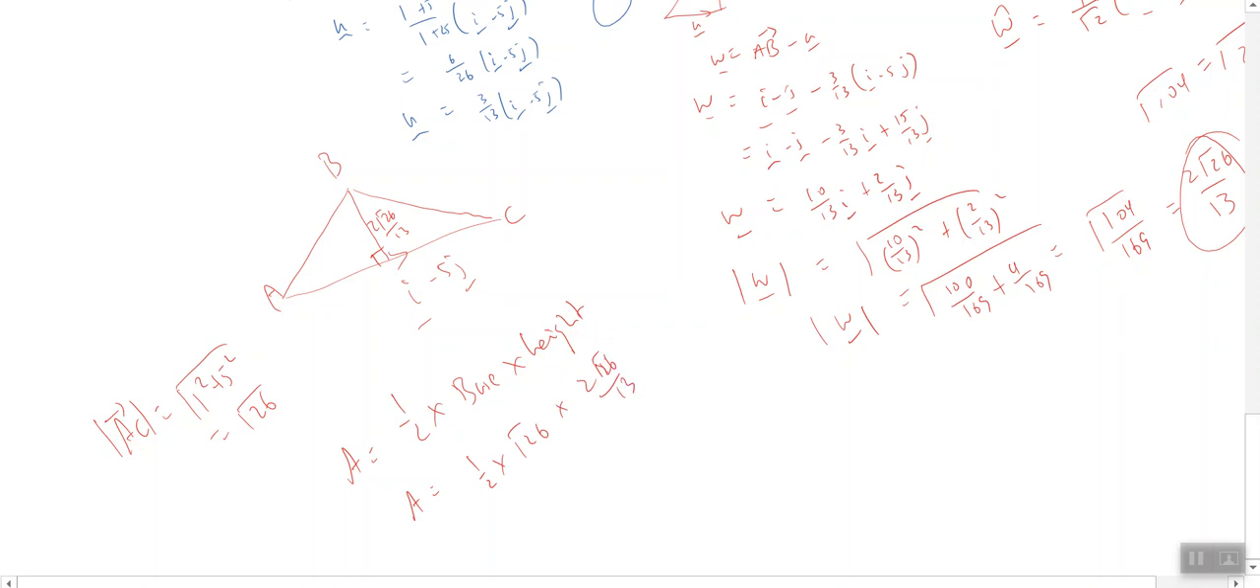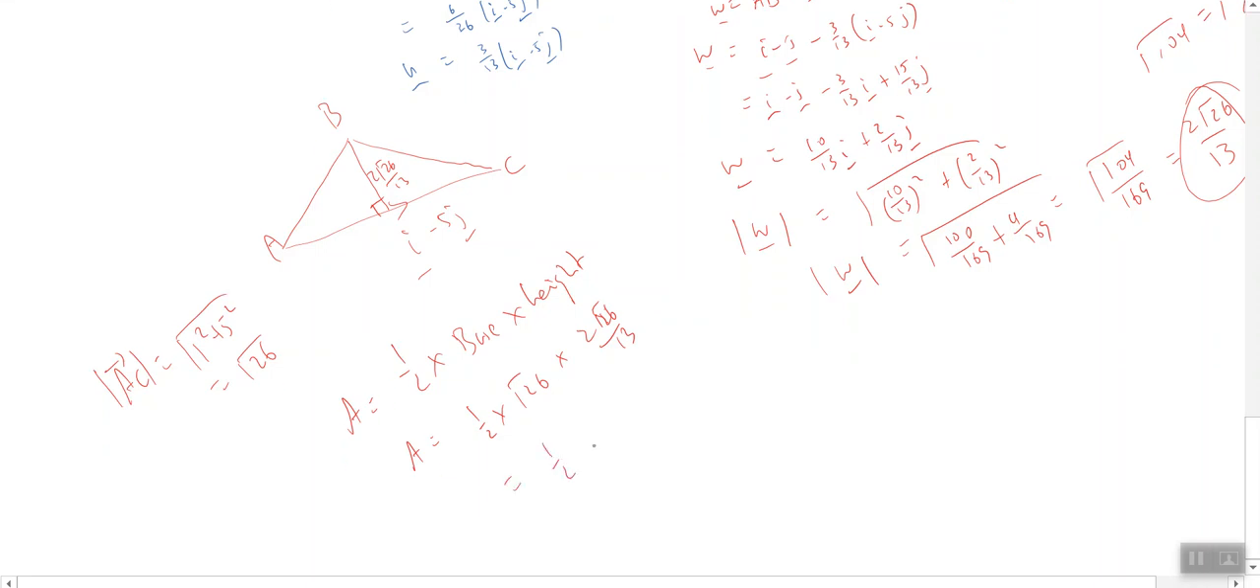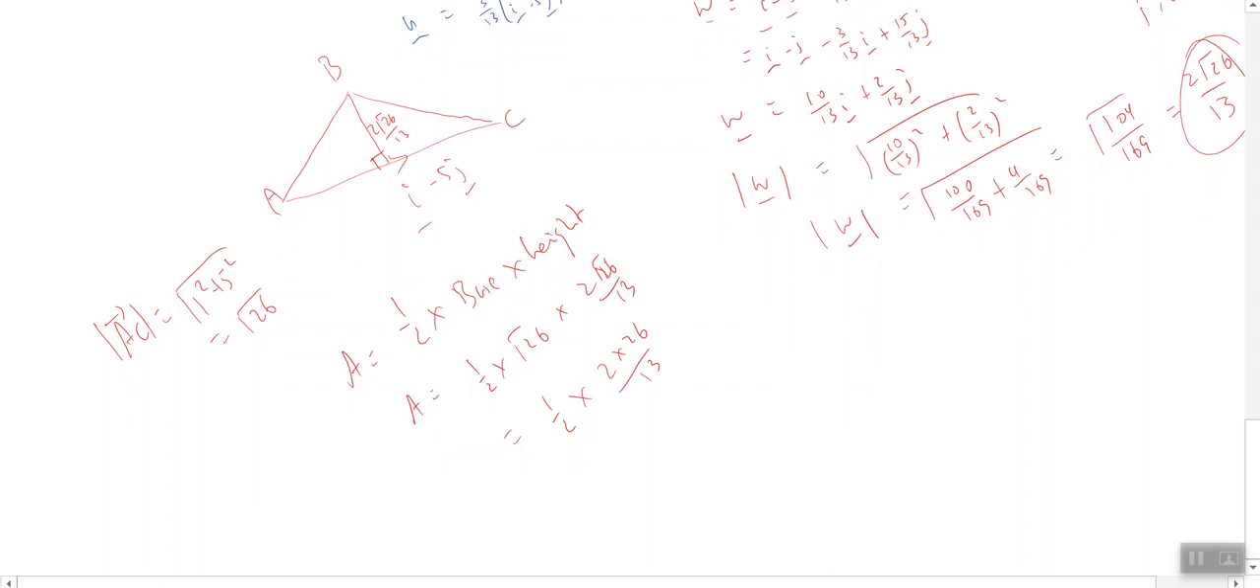So this cancels. Let's work this out. We've got 26 times 26, so that comes to 2 times 26 on 13. This goes into each other twice. So that's half of 4, which is 2. All right, we're done. That comes out to a nice number. So that's how you do those 3 questions. Hopefully that helps.